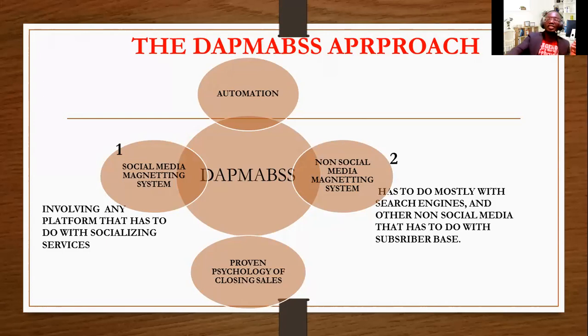That's not all. The third pillar in this Dappmabbs course, in our approach, is what we call the proven psychology of closing sales. We're going to add to you the proven psychology of closing sales. I'm going to talk about each of these pillars one after the other. Then number 4, we have what we call automation. All right, let's go ahead.